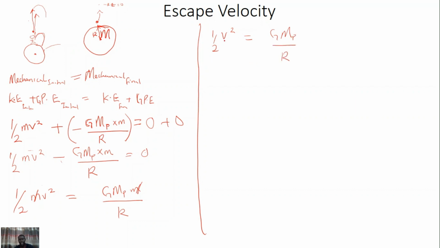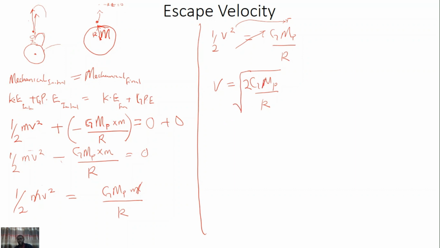Okay, now let's make v the subject of the formula. These two will come to this side, and this square will become the square root on this side, so that we have v is equal to the square root of 2GMp all over r.